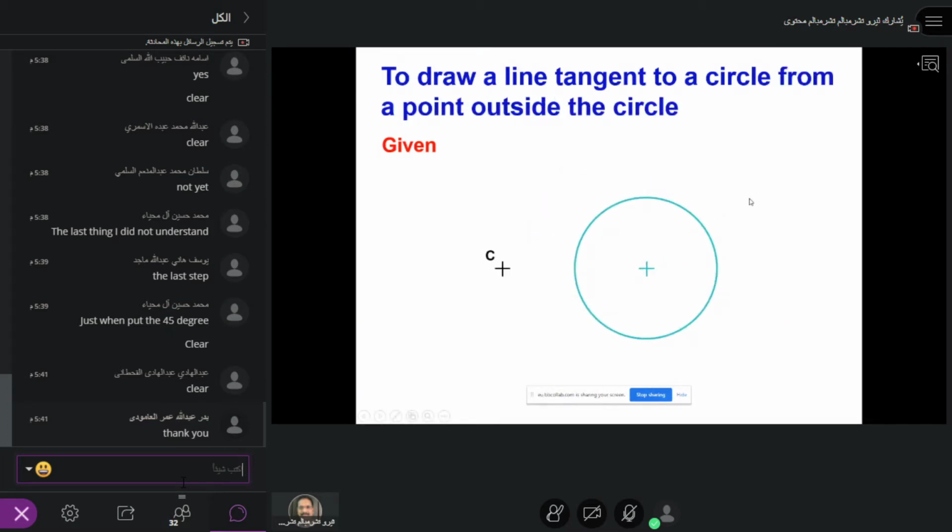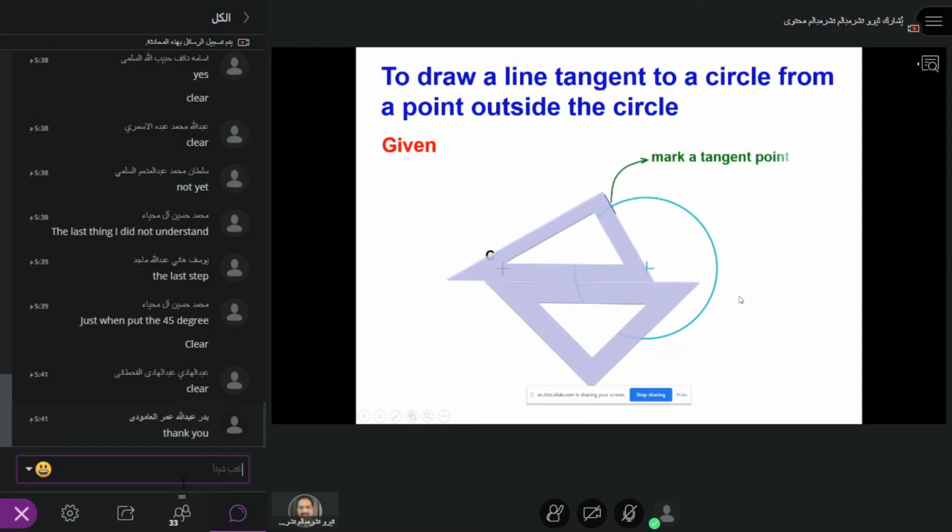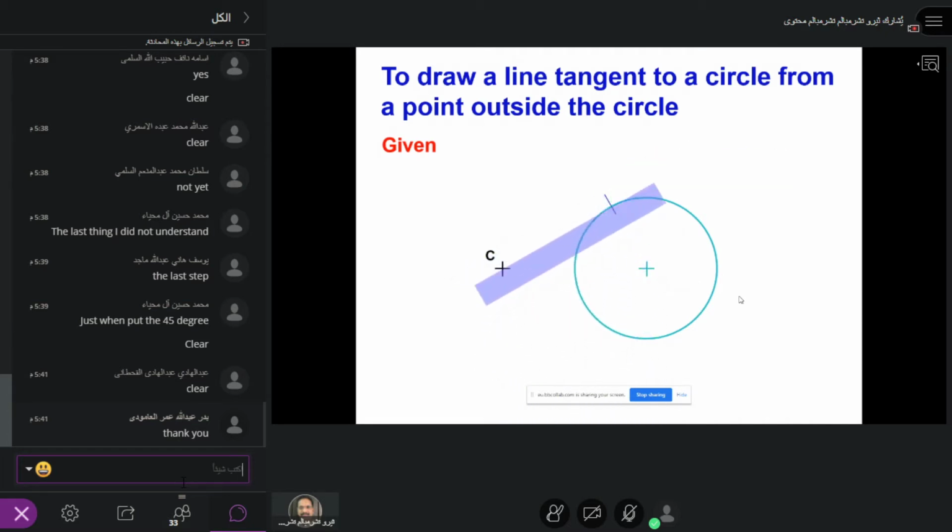Okay. And now to draw a line tangent to a circle from a point outside the circle. The first one is on the circle. The next one is outside the circle, which is going to be very easy. Now you see there at the C point by using this, and then just move it all the way and draw this point here, and then connect these two by using a scale or even by using a tri-square. It will be a lot easier. I repeat again.